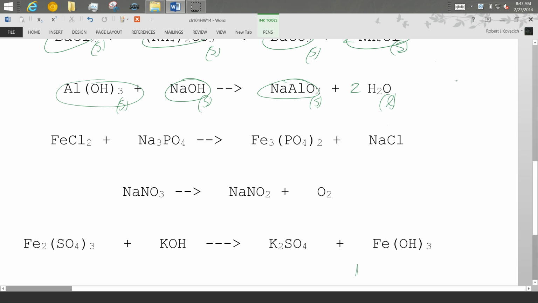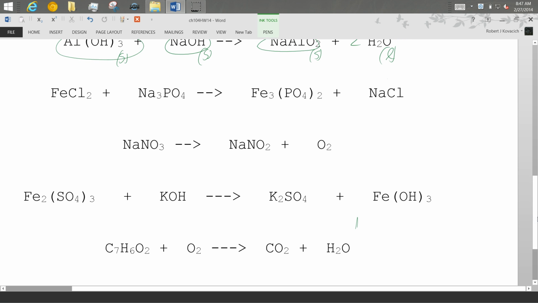Alrighty, so next one here. Looks like I'm gonna need 3 irons on the left side. And I've got this phosphate here. There's 2 of them here. I bet if I throw a 2 in front of this other one, it'll make this go faster. So now I've balanced out my irons and balanced out my phosphates. And so I've got 6 sodiums and 6 chlorines. All right, so if I throw a 6 in front of the NaCl, I should be finished.